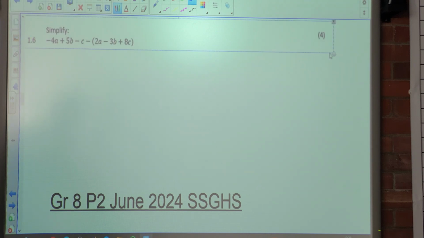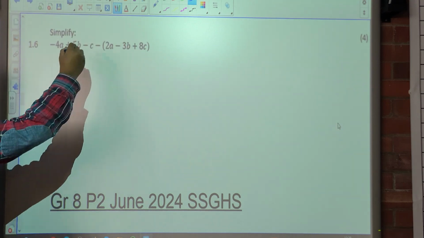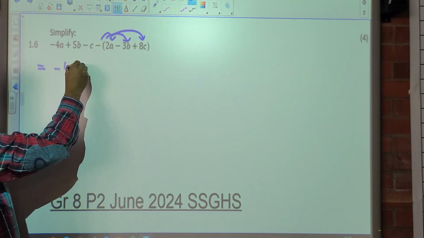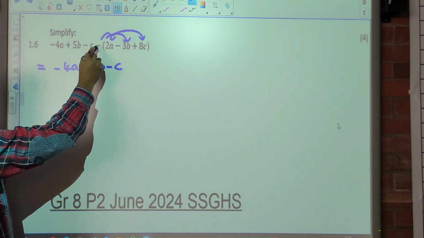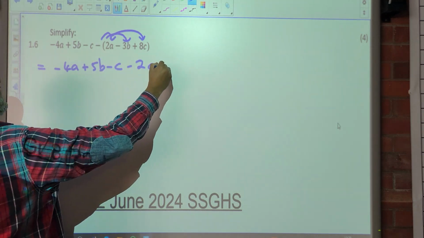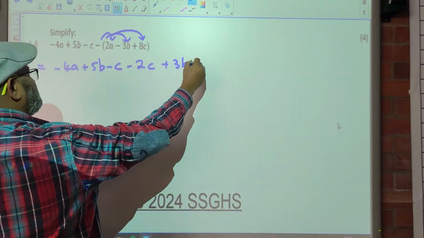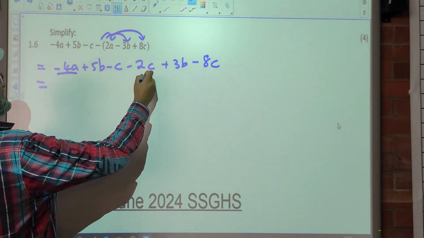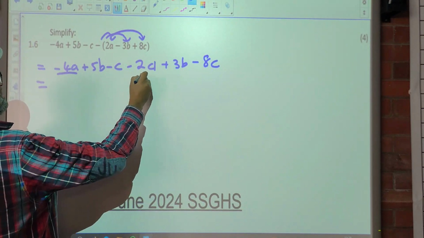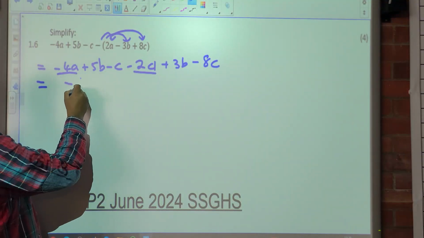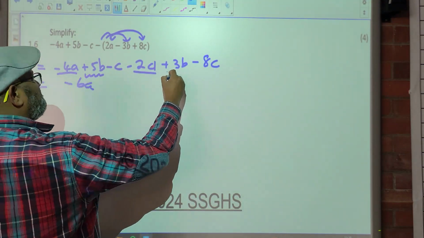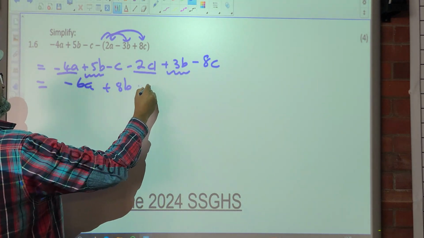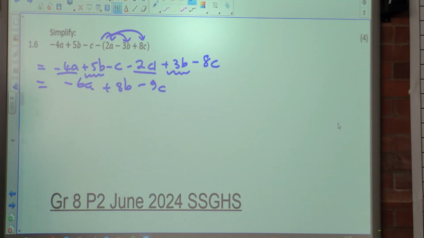1.6, the question says simplify. I'm going to get rid of the brackets by multiplying it out. So it's negative 4a plus 5b minus c. Negative times positive is negative 2c. Negative times negative is positive 3b. Negative times positive is negative 8c. Negative 4a minus 2a is negative 6a. 5b plus 3b is 8b. Minus c minus 8c is negative 9c. Alright.